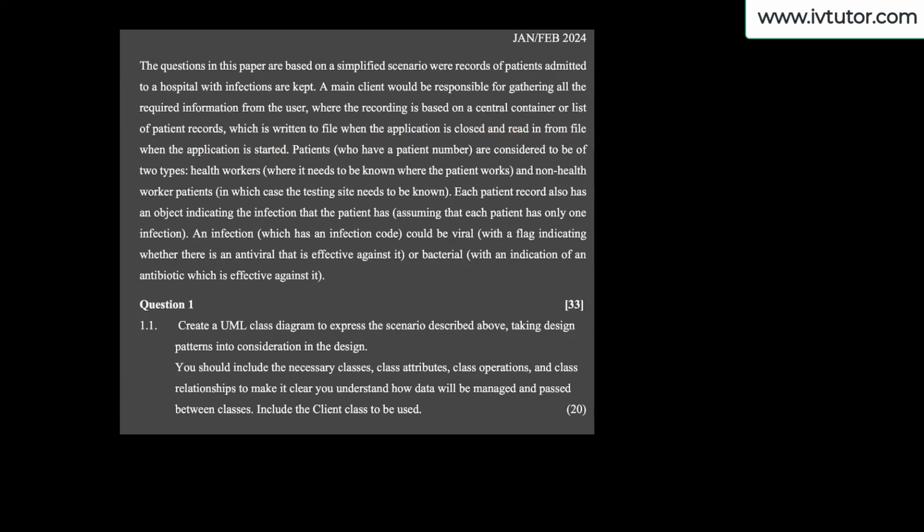Patients who have a patient number are considered to be of two types: health workers, where it needs to be known where the patient works, and non-health workers, in which case the testing site needs to be known. Each patient record also has an object indicating the infection that the patient has, assuming that each patient has only one infection. An infection which has an infection code could be viral with a flag indicating whether there's an antiviral that is effective against it, or bacterial with an indication of an antibiotic which is effective against it.